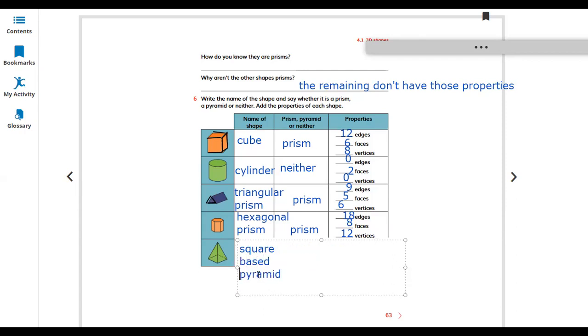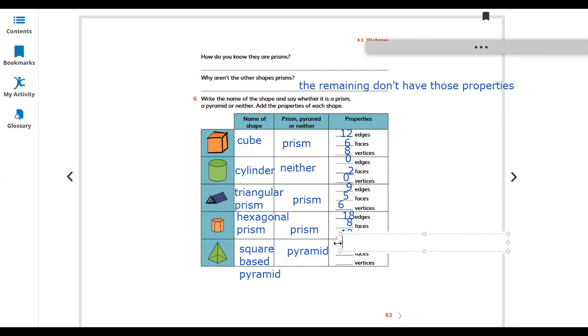Square base pyramid. So it's a pyramid. Okay, what about their properties? So how many edges? One, two, three, which is in front of us. Four on the back. Four up and four as a square. You can see down. So four plus four, eight.